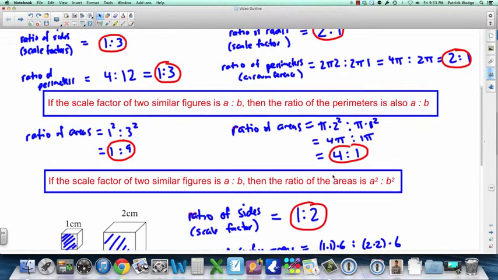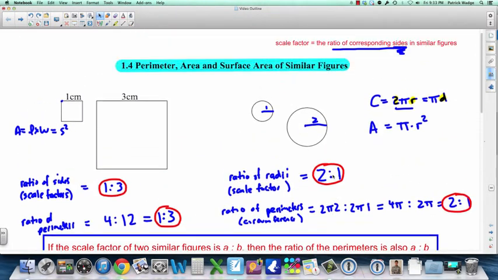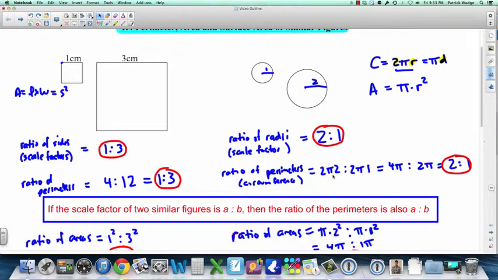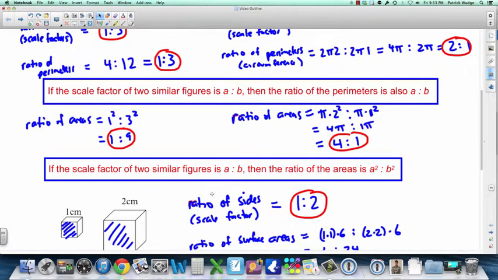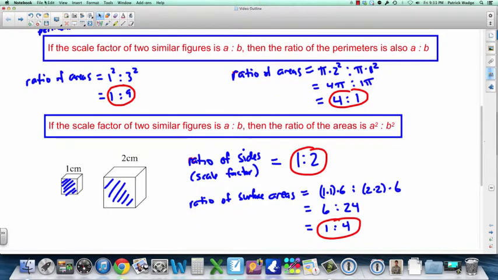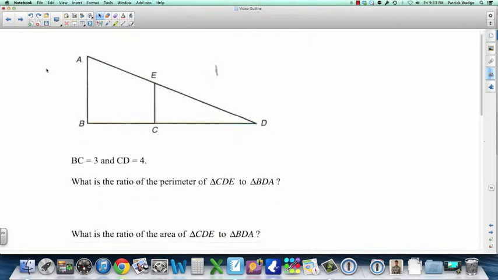Okay, that's basically what you need to know today. If you're talking about perimeters, it's just the same as the scale factor. If you're talking about area or surface area, you have to square them. Let's look at some questions.